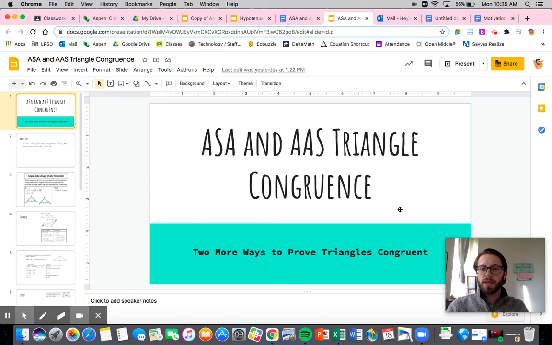Hi everyone, just wanted to take a minute to talk a little bit about angle side angle and angle angle side triangle congruence. These are the next two methods we are going to use to prove triangles are congruent. As a recap, thus far we have talked about side side side and side angle side. As you can tell, we're moving into the realm of having two angles now, and then we will have one more after this that we'll cover a little bit later.